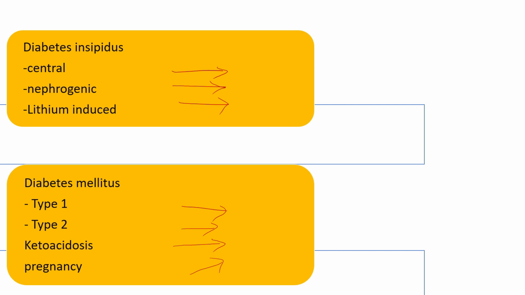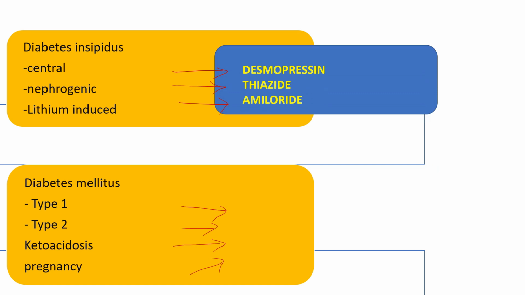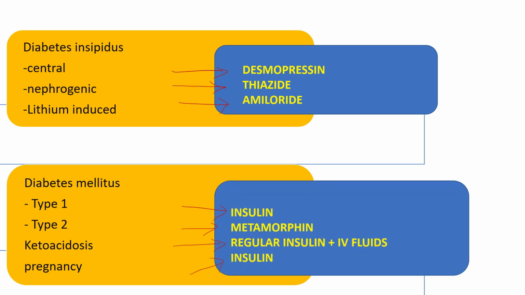For diabetes insipidus, for central diabetes insipidus, it will be desmopressin. For nephrogenic, it will be thiazide. For lithium induced, it will be amiloride. For diabetes mellitus type 1, it will be insulin. Type 2, it can be metformin. For ketoacidosis, it will be regular insulin plus IV fluids. And for pregnancy, it will be insulin.